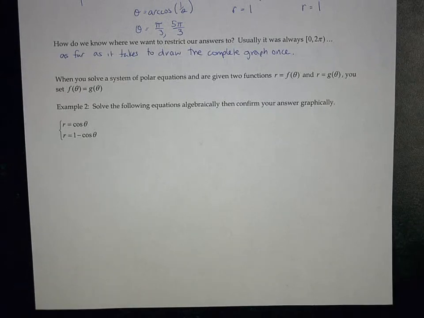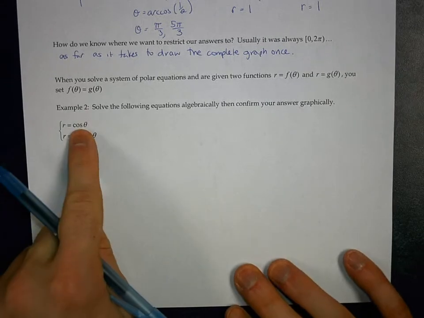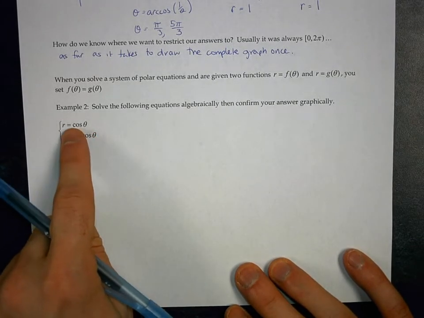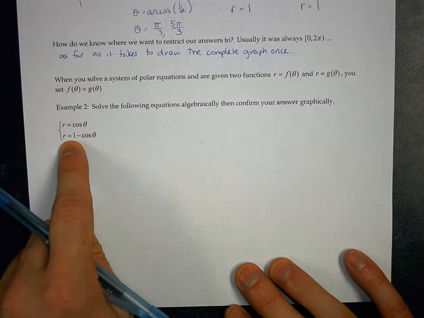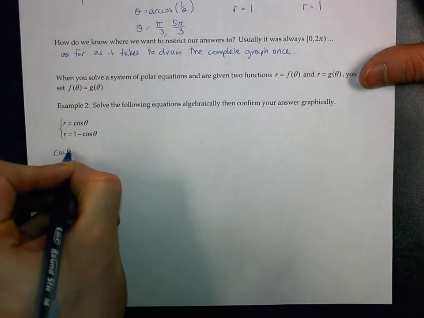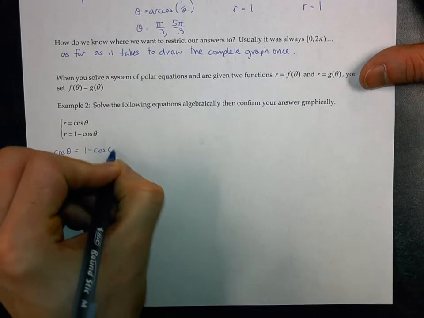Now we want to continue with our substitution. And this next one's pretty straightforward. This one, r equals cosine theta, r equals 1 minus cosine theta. Let's plug cosine theta in for r every place we have an r in the second equation. So we'll have the cosine of theta equals 1 minus the cosine of theta.